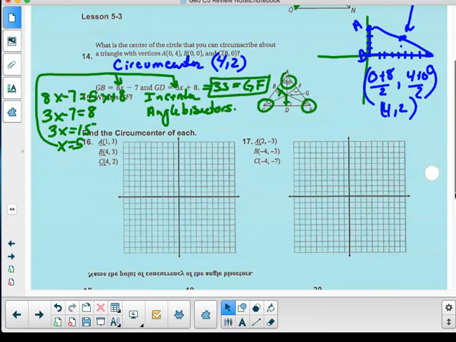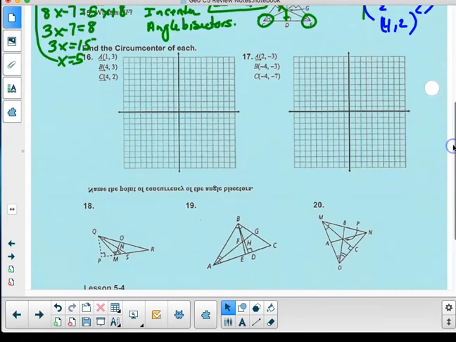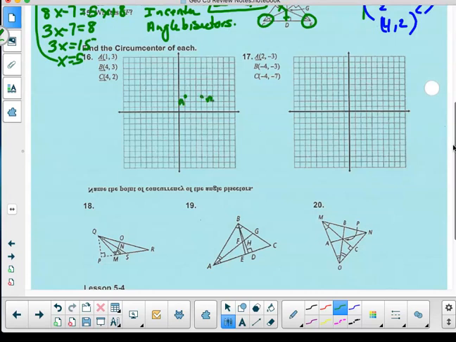Now on these next two, I'm going to graph them, and I'm looking for the circumcenter. So I've got 1, 3, that's my A, 4, 3, that's my B, and at 4, 2, boy, that's a pretty tight little triangle here, I got C. So that's what I've got for my triangle.